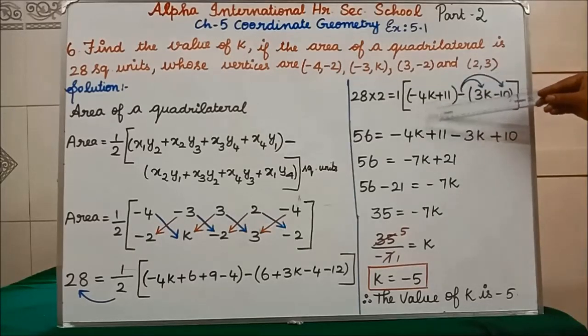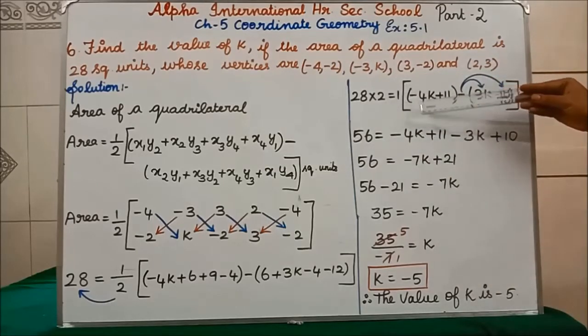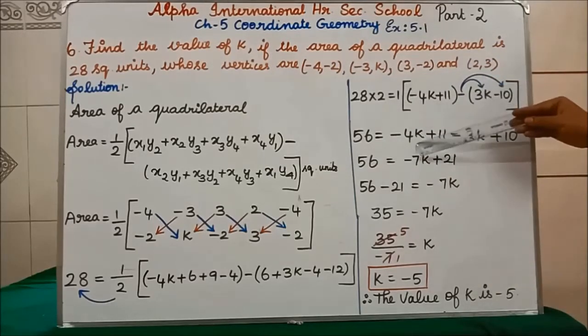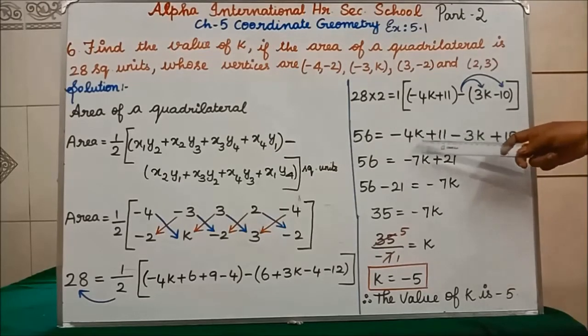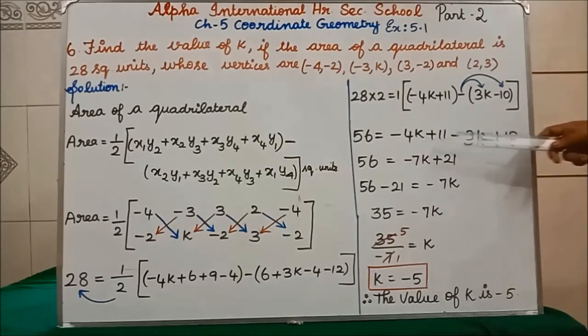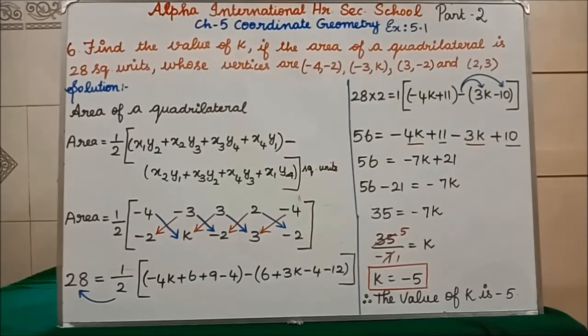We have got 1 into (-4k plus 11) minus 3 bracket (3k minus 10). Now this minus we are taking inside. 28 into 2 is 56. Now 1 into everything will be the same: -4k plus 11 minus 3k, minus into minus plus 10. Here one k term, here one k term, here one constant, here one constant. I will underline and show you. See, -4k minus 3k is -7k. Plus 11 plus 10 is plus 21.